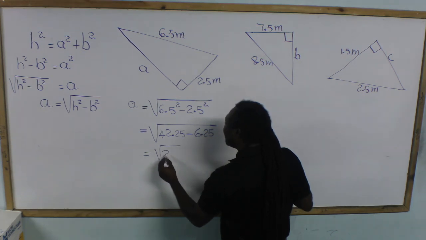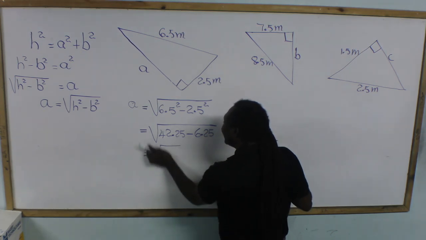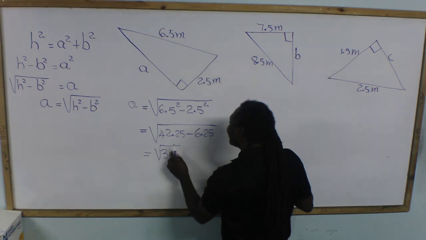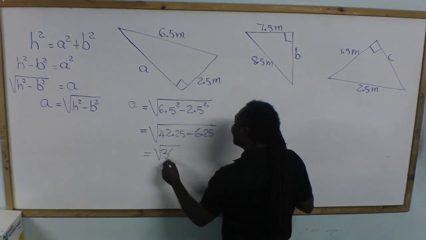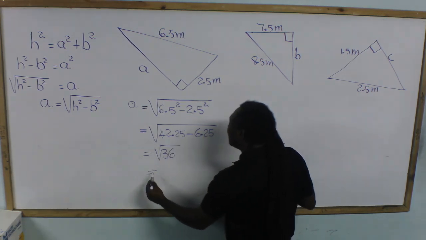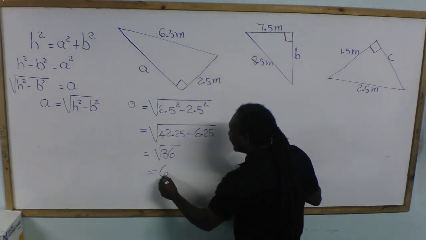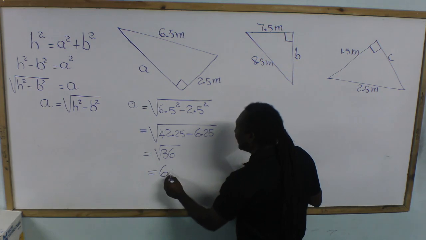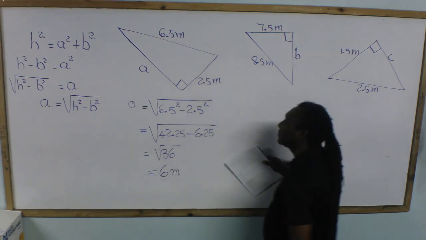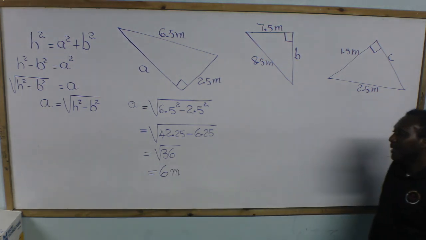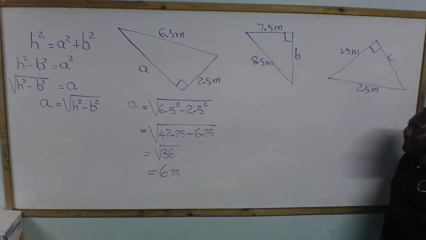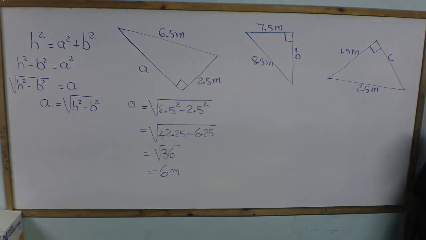And now you can find the square root using your calculator. And that will give you 6 meters. Anybody got a number greater than 6.5?